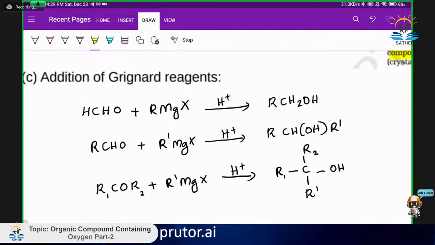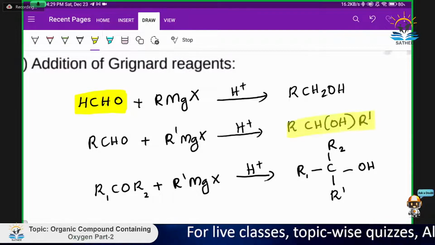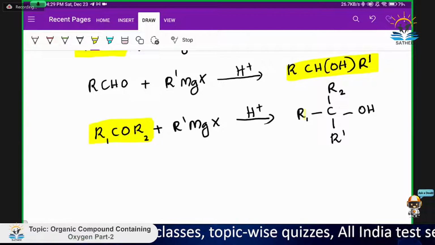So just keep in mind that we only get a primary alcohol when we add Grignard reagent to formaldehyde. All the rest of the reactions will give either a secondary alcohol or a tertiary alcohol. So if we add Grignard reagent to other aldehydes, except formaldehyde, we get a secondary alcohol. And if we add Grignard reagent to a ketone, we get a tertiary alcohol.